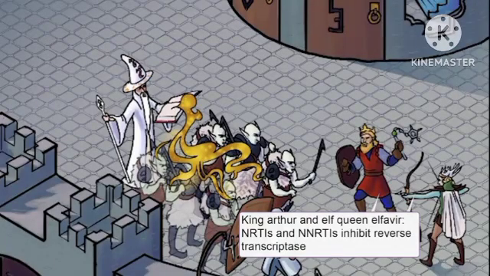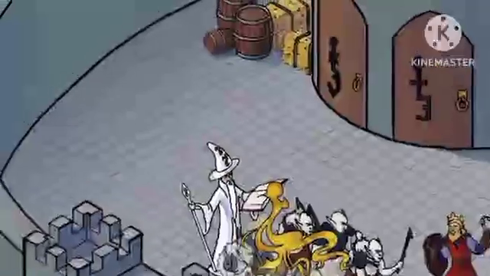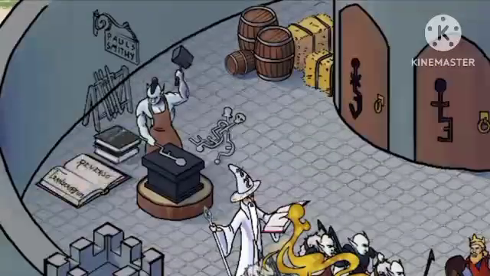So we've brought back King Arthur and Queen Elphavir from our NRTI and NNRTI sketches, respectively. They take action by inhibiting reverse transcriptase. Resistance to NRTIs and NNRTIs is due to mutations in the viral Pol gene. The Pol structural gene is responsible for making enzymes such as reverse transcriptase. If altered, it can produce enzymes resistant to binding.